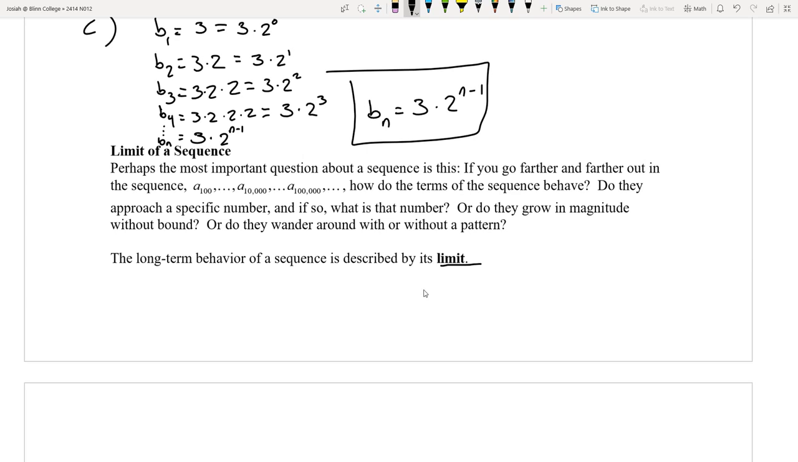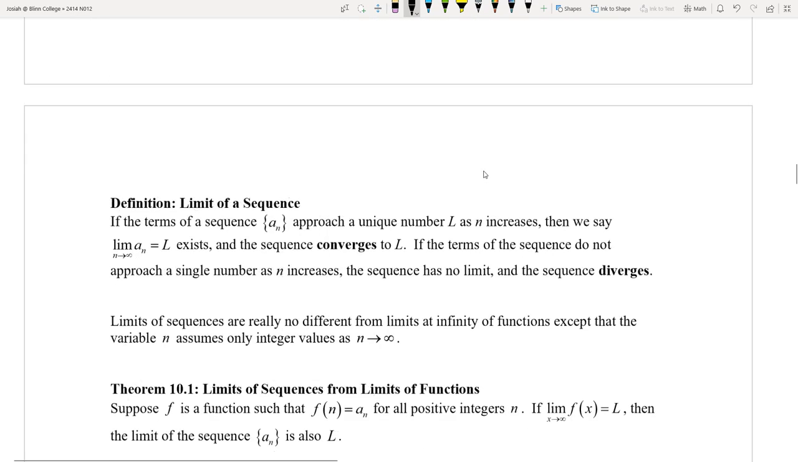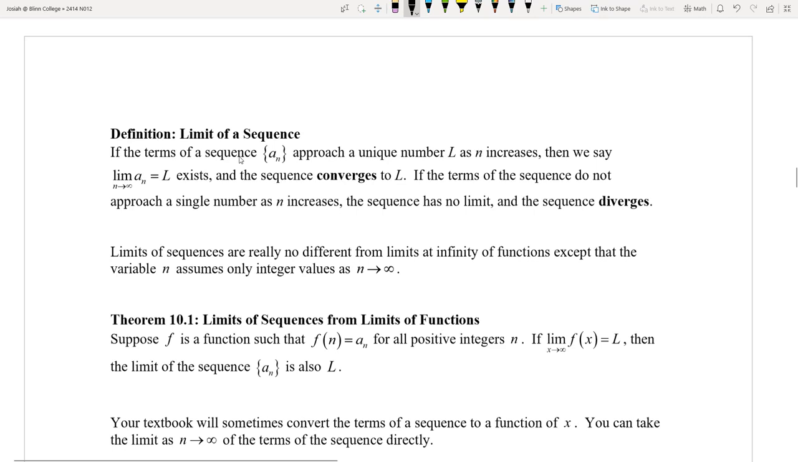And when limits were first discussed, this is actually where the discussion began. So you've worked with limits definitely in terms of functions where we have an x affecting a y, but figuring out where a sequence goes is the first place that we really talk about limits, mathematically speaking. If the terms of a sequence approach a unique number L, then that means this limit exists: the limit as n approaches infinity of a sub n. That means that the sequence converges to L.